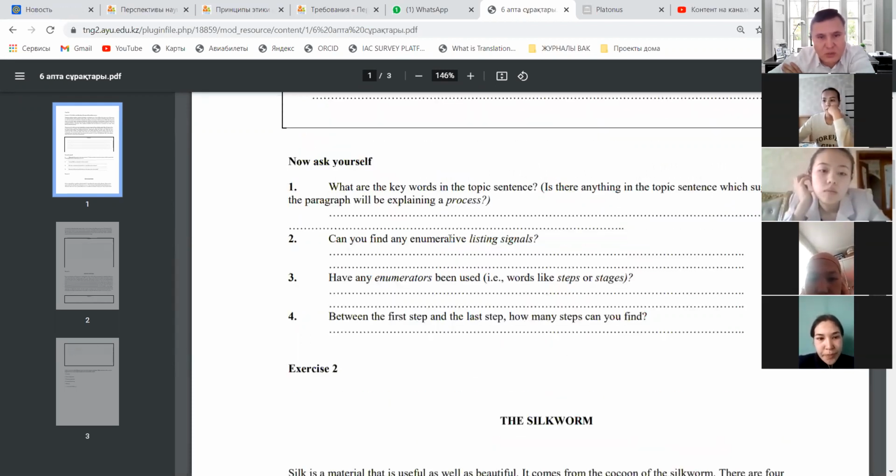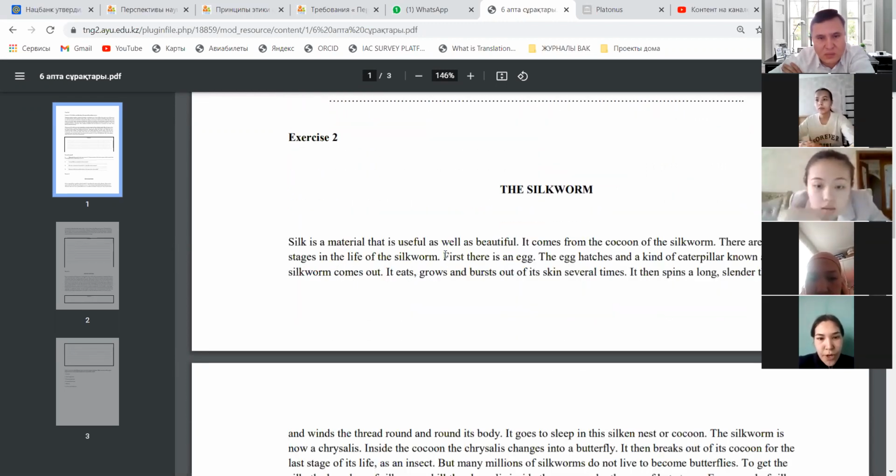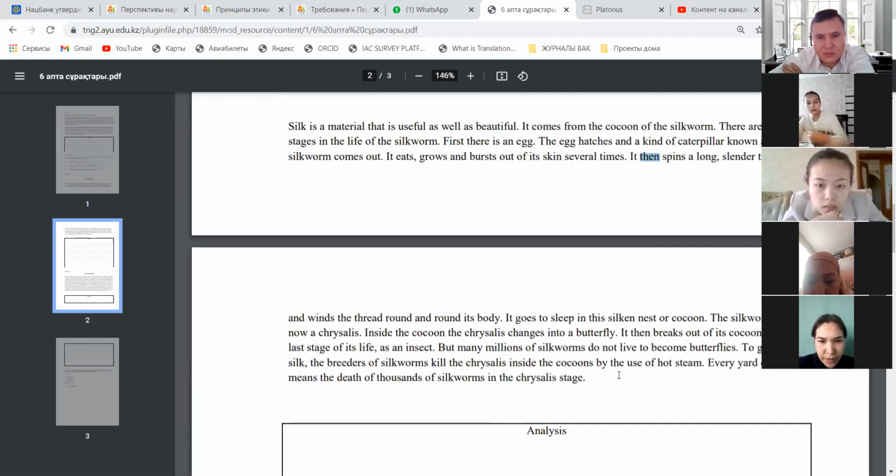Can you find any enumerative listing signals? Yes. First. Then. Yes. Also then. Inside. Then, okay. Last stage. For the last stage. Last stage, then take out of, yes.